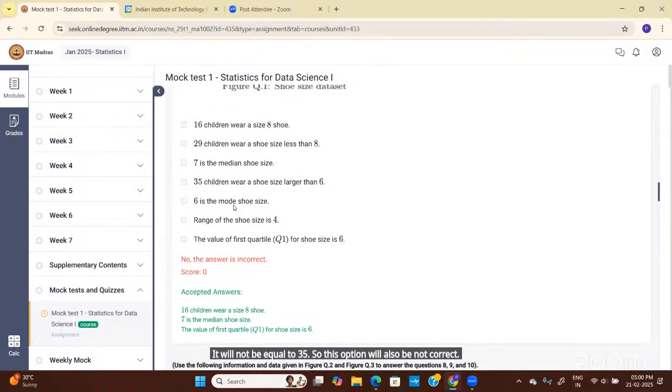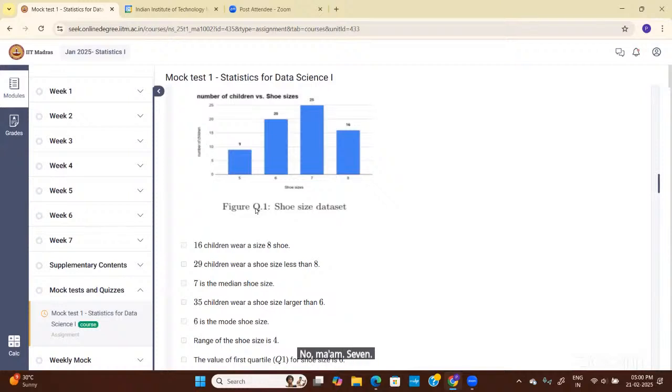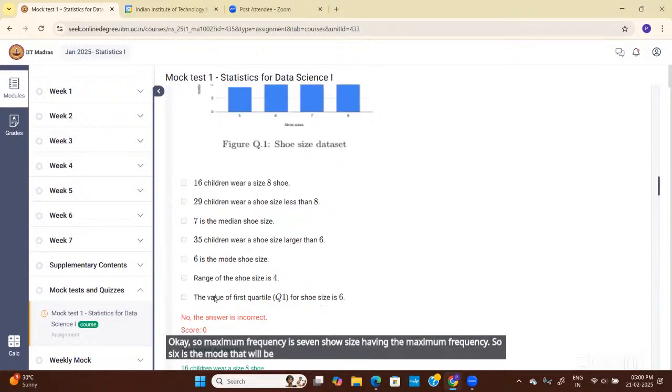Then we have 6 is the mode shoe size. Mode is the value that has the maximum frequency. The maximum frequency is for shoe size 7. So 6 as the mode is wrong.